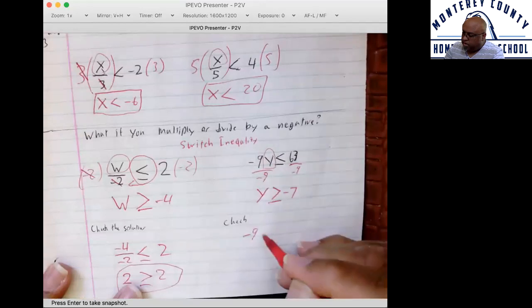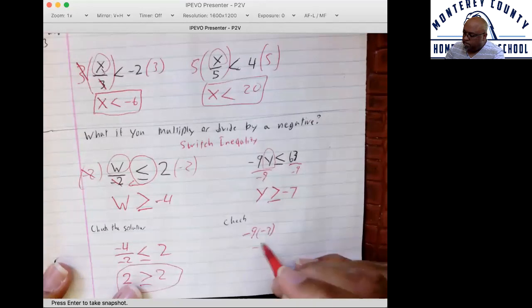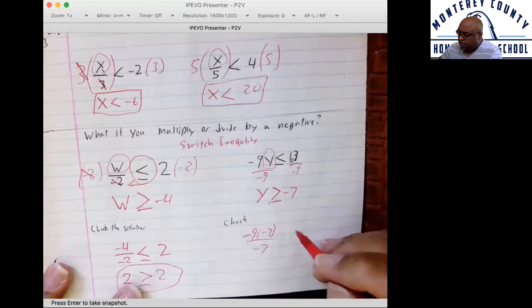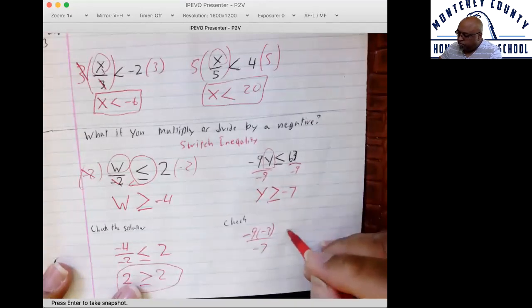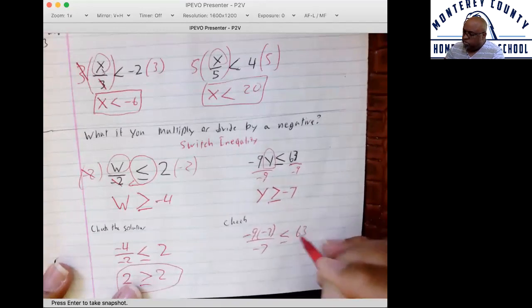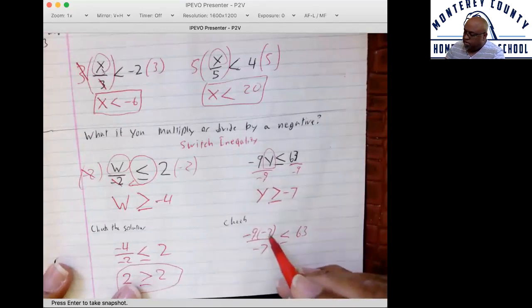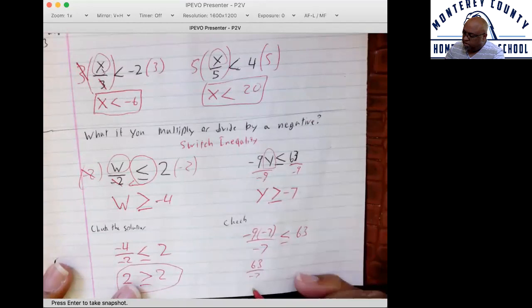Substitute instead of y, I'm going to put negative 7. Okay, so let's solve. Negative 7 times negative 9 is positive 63. Positive 63 divided by negative 7 is negative 9. And negative 9 is definitely less than 63.